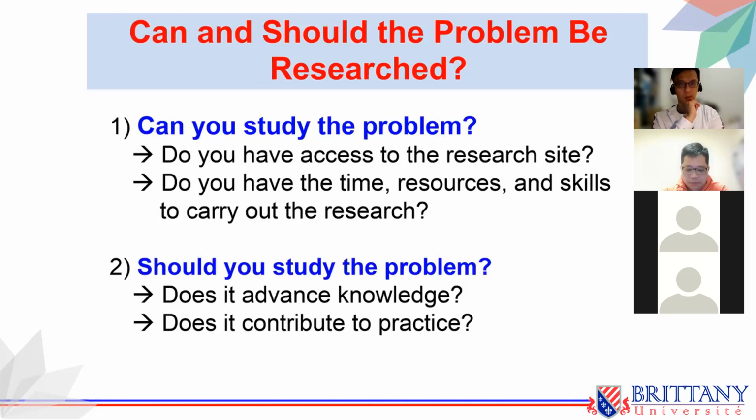So your problem statement also needs to answer this. Can you study the problem? Do you have access to the research site? For example, you want to conduct research to increase the performance level of, let's say, the hypermarket industry in a specific place, let's say in Kuala Lumpur. In Kuala Lumpur, they have many hypermarkets, at least 10, 15 or more. Now, you want to do research on how to increase performance. Before you decide the topic, you need to see, do you have access? Because if the management doesn't allow you to take interviews or do the survey, right? So you need to decide on that.